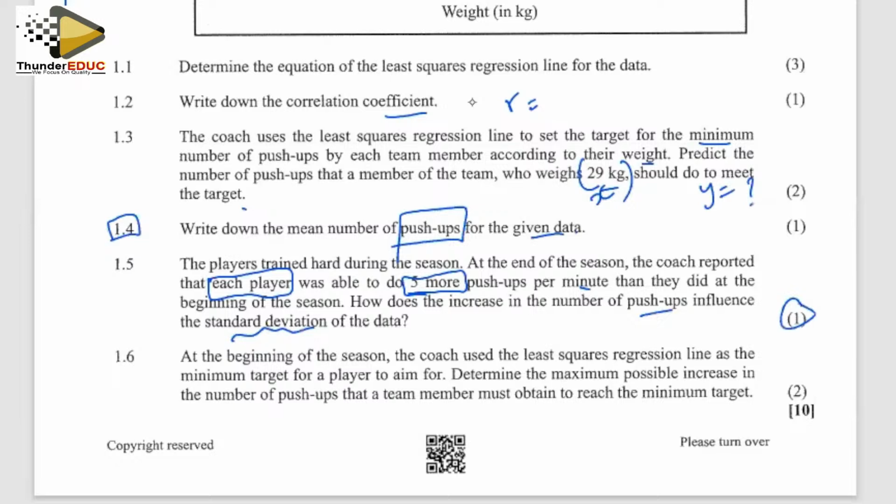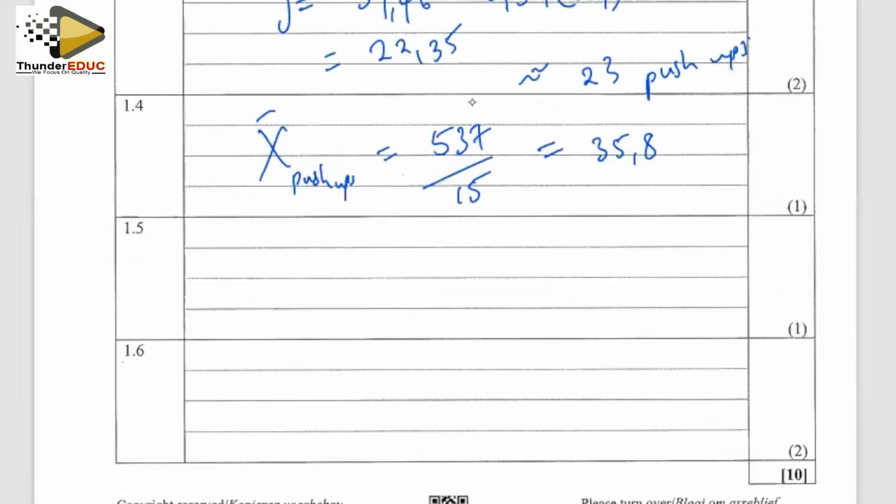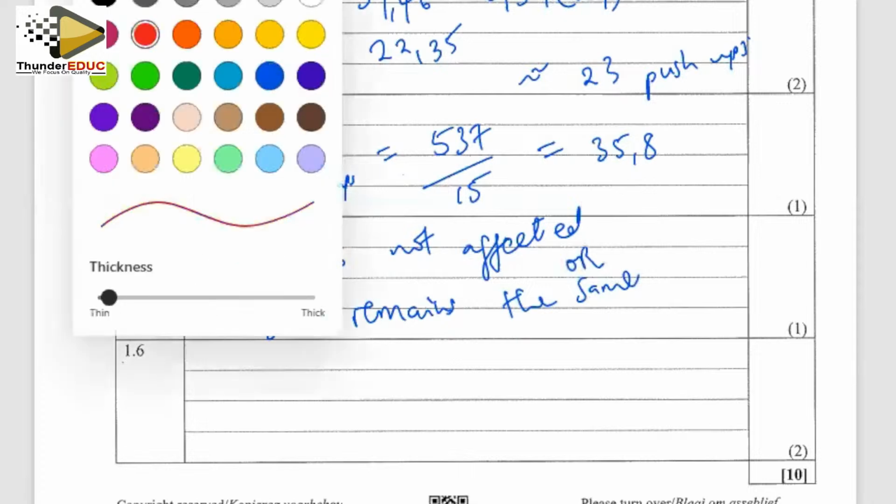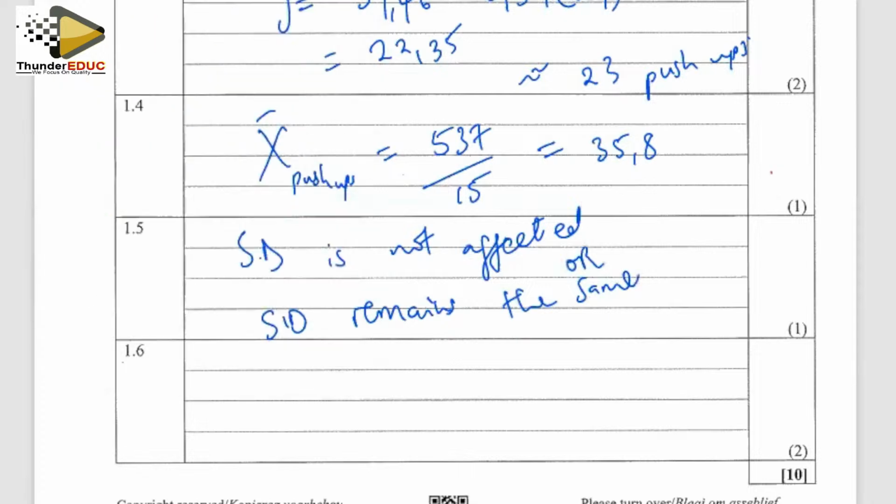In normal cases, for as long as there's an addition or subtraction that is uniformly done across the data values, it does not affect the standard deviation. It will only affect the mean. So we can say that SD is not affected, or alternatively that SD remains the same. Had it been the mean, then the mean was going to increase by 5.